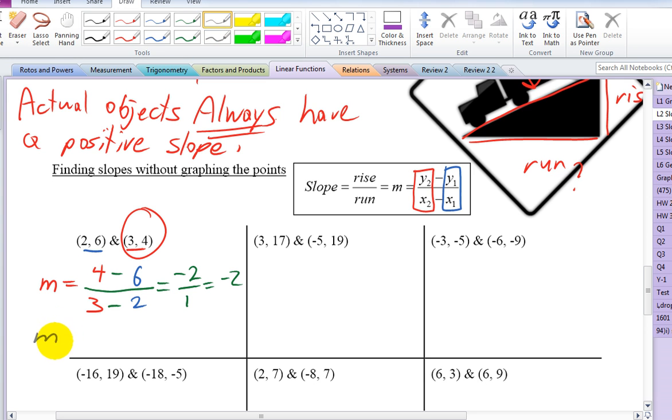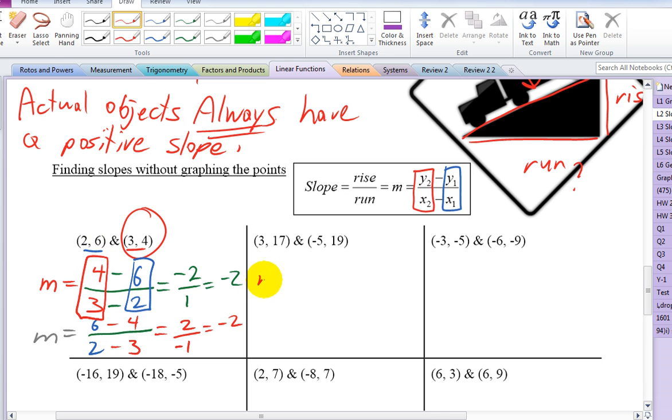What if, though, you did this? M equals 6 over 2. And then you went minus 4 minus 3. Well, up top, 6 minus 4 gives you a positive 2. Because what does the bottom give you? Negative 1. So you'll still get the same answer as long as you have one point on top of each other. So the values are on top of each other.